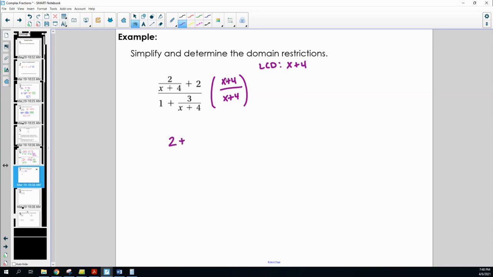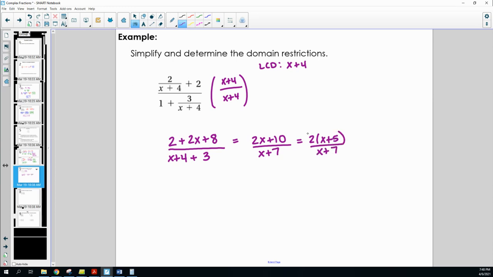Plus 2 times x plus 4, so this is going to give me 2x plus 8. In the denominator, 1 times x plus 4 is going to give me x plus 4. 3 over x plus 4 times x plus 4, the x plus 4s will cancel, and I'm going to get plus 3. So just to kind of simplify this a little bit, I have 2x plus 10 over x plus 7. And then we want to just always factor the numerator to see if we can cancel it out with anything. So I'll pull out a GCF of 2, and I have x plus 5 over x plus 7.